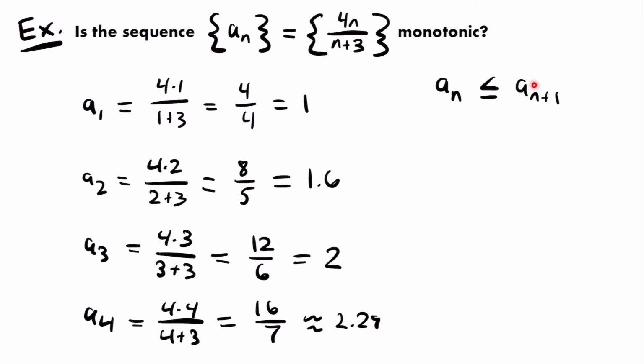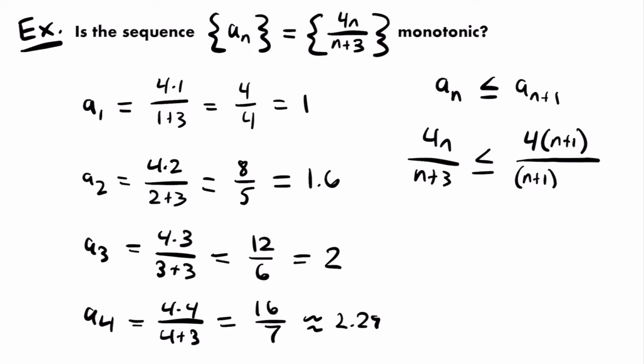And so the way we will prove this is by replacing these terms with what those terms would look like for this sequence. So we know that a sub n will be 4n divided by n plus 3. So we'll have 4n divided by n plus 3, and that's going to be less than or equal to a sub n plus 1. So we're going to use that same sequence, but replace n with n plus 1. So we'll have 4 times n plus 1 divided by n plus 1 plus 3.